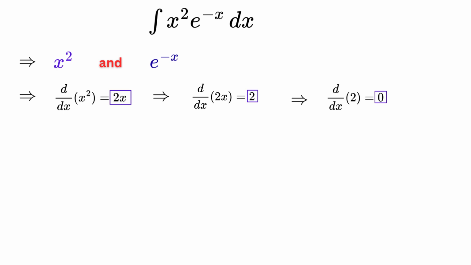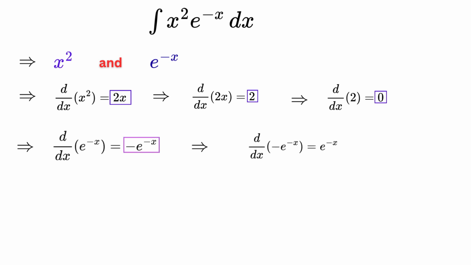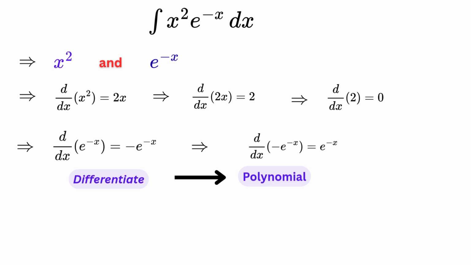Now the exponential. Differentiating e to the power of minus x becomes minus e to the power of minus x. Again, differentiating minus e to the power of minus x becomes e to the power of minus x. It never really changes. That's exactly the pattern we're looking for. So we'll differentiate the polynomial and integrate the exponential.